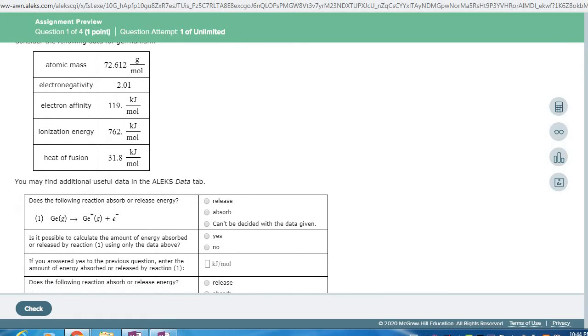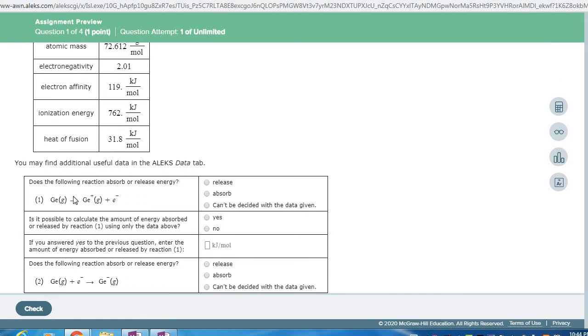Let's start tackling some of these problems. Here is the neutral. Find that neutral, the neutral germanium. We're pulling off an electron, so that does require energy to be put in. How much energy? Can we calculate that? Yes. If you remember our discussion, that would be the ionization energy, and that will be 762. We'll put a decimal after that because ALEX likes that. That's the first of these.